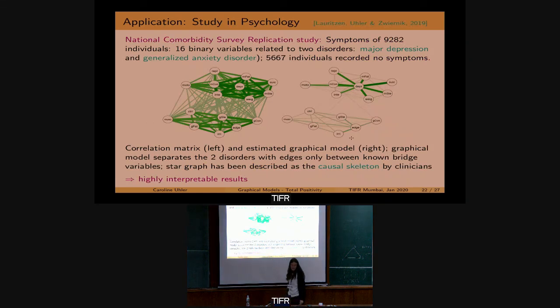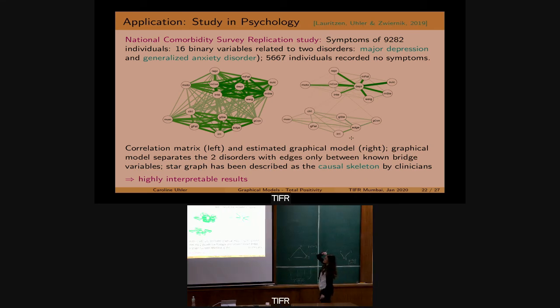So now let me just tell you about applications in the parametric setting. This is the application that I think we were very happy about in this Ising model paper, because this is the kind of study where, in general, you can't just run Ising models, right? So here I have 16 variables, binary, and I have 9,000 individuals. But most of these individuals don't have the symptoms, right? So 5,600 of them are in one of the entries. So this is a contingency table of size 2 to the 16. One of the cells has a huge number of samples. Most of the cells don't have any samples. So the MLE in the Ising model doesn't exist, right?